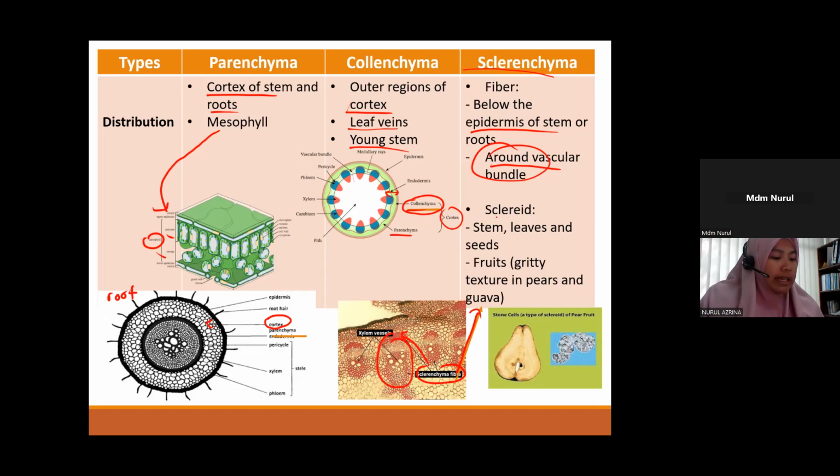As for sclerite, sclerite is found in stem, leaves, and also seed. It is also found in fruits, where it provides the gritty texture in pear and also guava. You can see that guava and pear have a quite hard outer layer and it's a little bit gritty, rough with little grains. So that gritty texture is due to the presence of sclerenchyma cells in the form of sclerite in pear and guava.